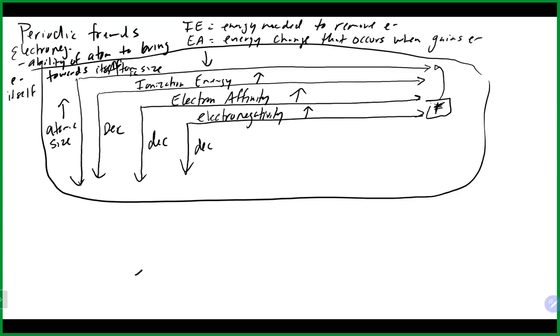So electronegativity and electron affinity are different things. Electron affinity is basically the energy change that occurs when they gain an electron, but electronegativity is that ability of an atom to really draw electrons towards itself.